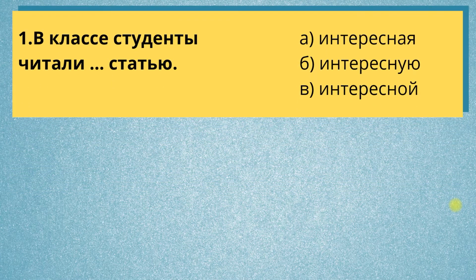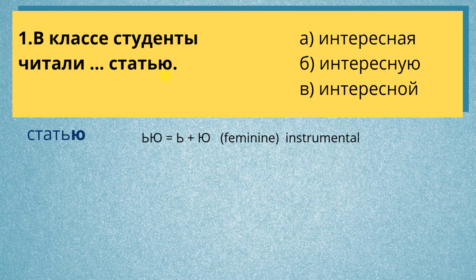Maybe you already know the answer, but still, I see statue. Statue. Soft sign and "you" ending can be for instrumental case when the noun is feminine. This rule is quite rare, that's why students usually forget about this rule. When the noun is feminine, and in front of you there is a soft sign, there is instrumental case.